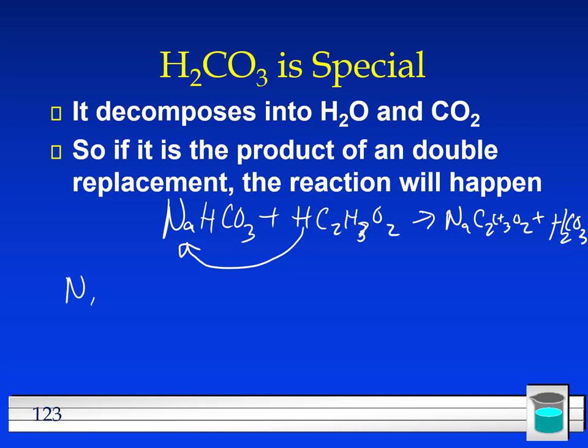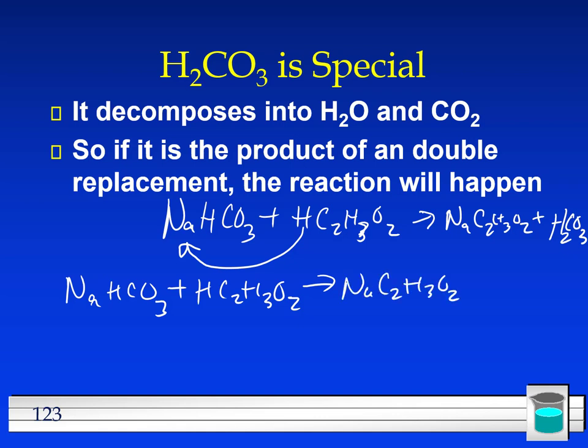So I'm going to have to rewrite it because there's really not room here. HCO3 plus HC2H3O2. So I'm going to make the sodium acetate, but that H2CO3 is going to fall apart into sodium acetate. That is sodium acetate. But my H2CO3 is going to fall apart into H2O and CO2. You have all seen this reaction. You've all done it.